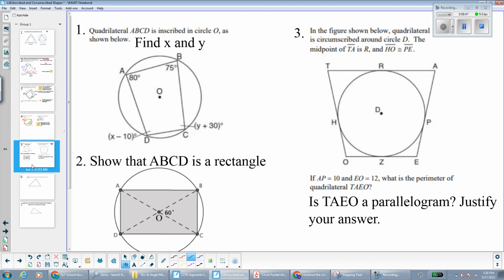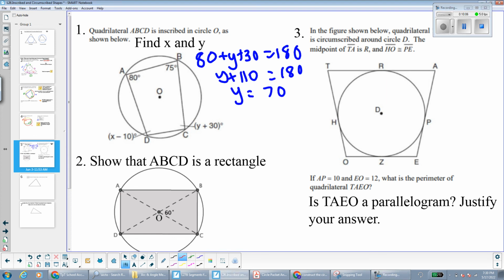Moving forward, take a look at number 1. Try to find x and y. We can use the property of cyclic quadrilaterals here that opposite angles are supplementary in order to find x and y. I can do 80 plus y plus 30 equals 180. And when you solve that equation, you should get y is equal to 70.